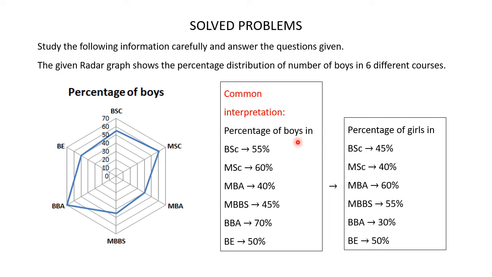Now, based on this information, we can find the percentage of girls in the different courses. So, if percentage of boys in BSc course is 55%, it means that percentage of girls in BSc course is 45%. Similarly, if percentage of boys in MSc course is 60%, it means percentage of girls in MSc course is 40%. Similarly, you can find the percentage of girls for the different courses. Now, use this information from the common interpretation to solve the given questions.